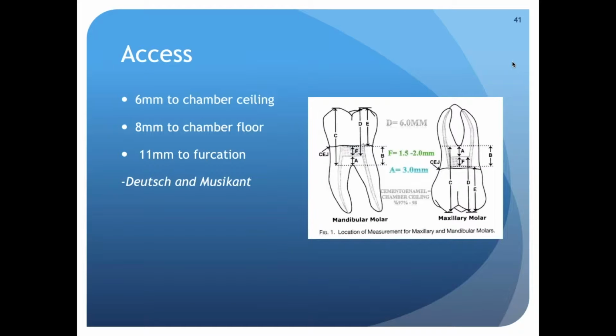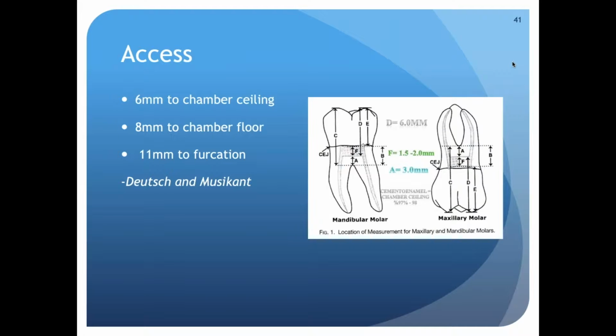So this study by Deutsche Musikant is really nice. And I wish I would have known this sooner in life. I think it would have kept me out of some trouble. So they found that you usually have 6 millimeters from the occlusal floor to the chamber ceiling, another 8 millimeters to the floor of the chamber, and 11 millimeters to the furcation.